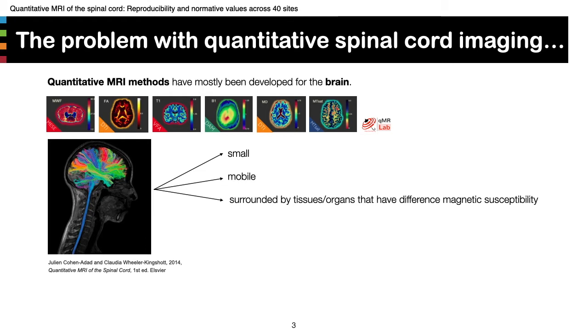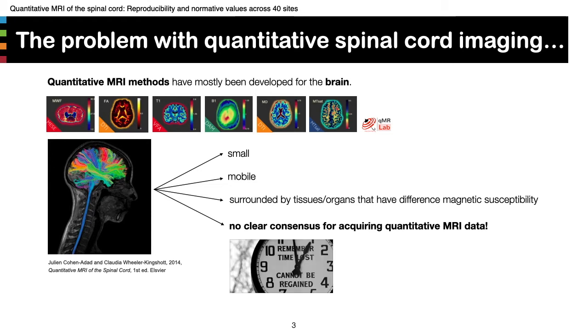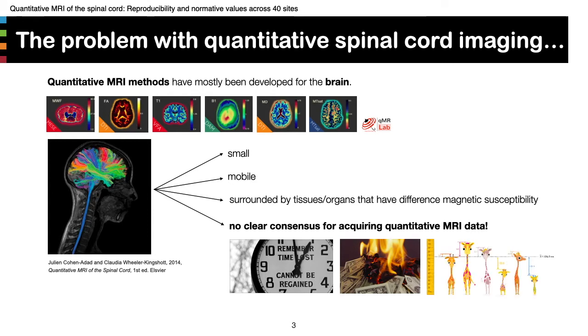However, there's an important issue that remains, and that is that there's no clear consensus for acquiring quantitative MRI data in the spinal cord. This means that a lot of time and money is lost setting up scans every time researchers want to acquire quantitative spinal cord images, and this can also lead to large variability in multi-site, multi-vendor data, which is of course detrimental for assessing biomarkers, what we're interested in.